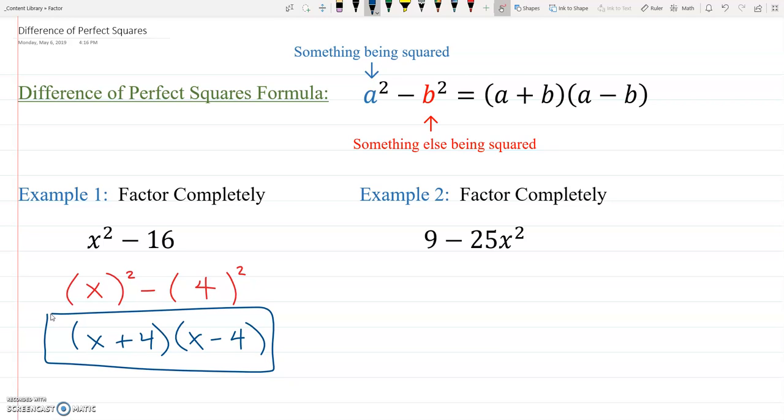Okay? So step 1, identifying that it's a difference of perfect squares problem. Step 2, figuring out what's being squared, what's being squared. Step 3, add them and then subtract them. You have 2 binomials. Okay, I want to show you this. God bless. I want to show you this.